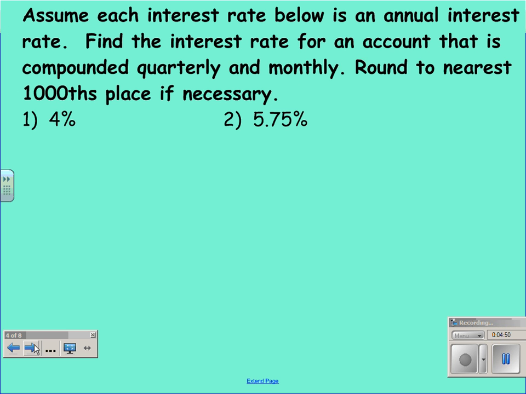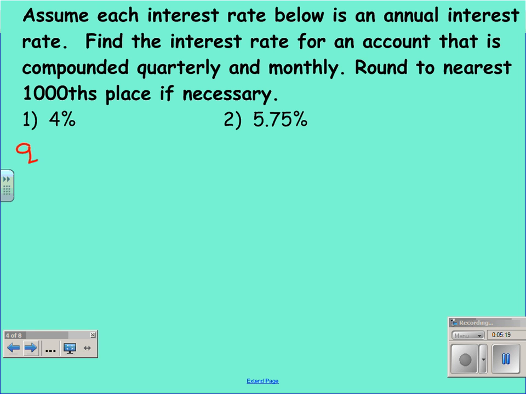Assume each interest rate below is an annual interest rate. Find the interest rate for an account that is compounded quarterly and monthly. Round to the nearest thousandths place if necessary. So we know that annual means what? Year, right? Annual is going to be talking about the year. So if it's 4%, it's going to be compounded quarterly and monthly. So this is actually two different parts.